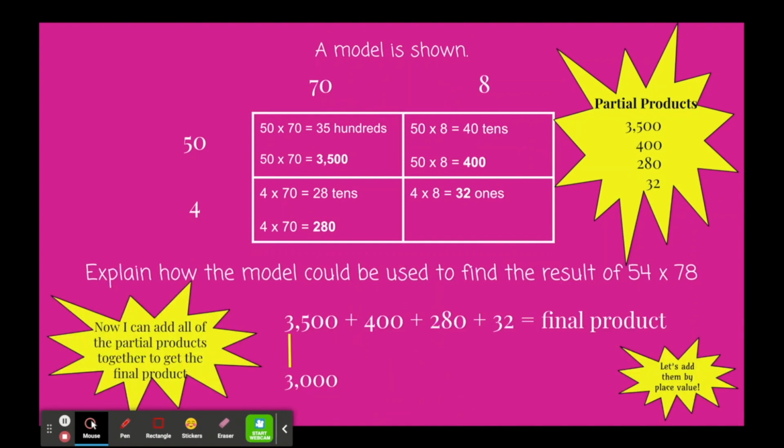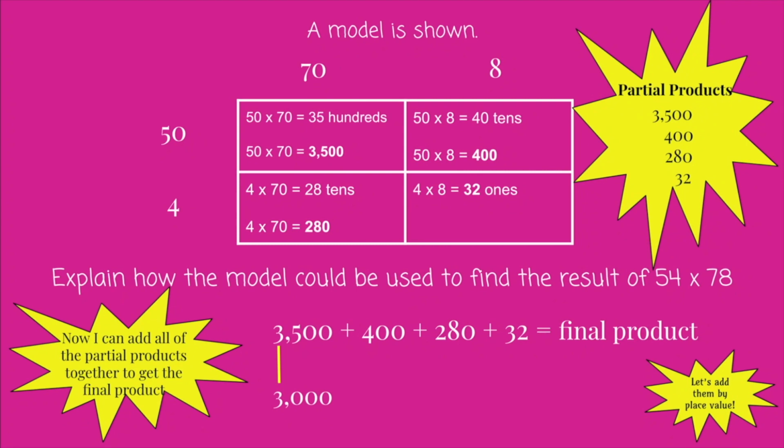Now that we've done this, we can add up the partial products to get the final product. Now you might say, why do we need to find the partial products in order to get the final product? Well, one of the reasons is by breaking it up by place value, it really allows the student to see the numbers getting larger and also makes it a little bit easier when lining these numbers up by place value to make sure that you're adding up the correct digits.